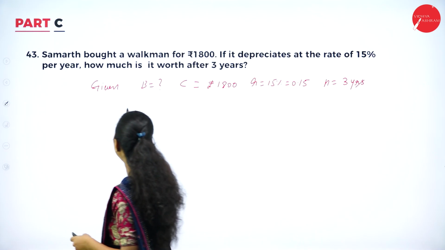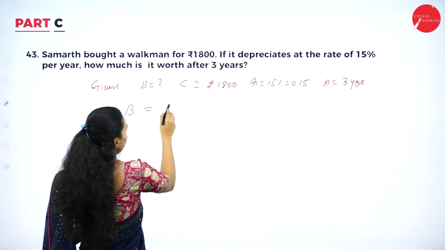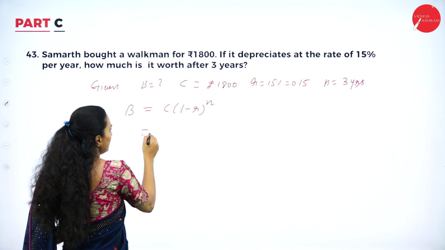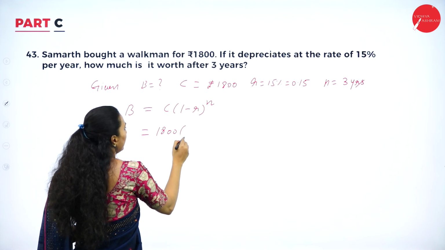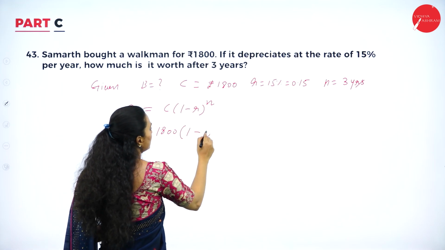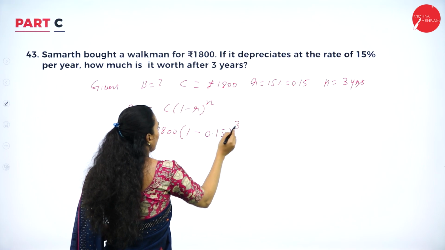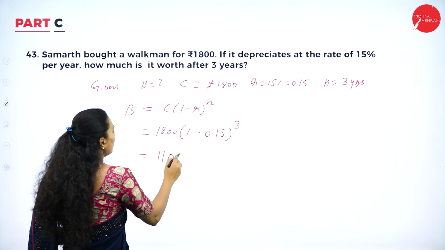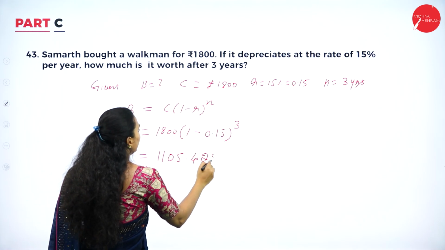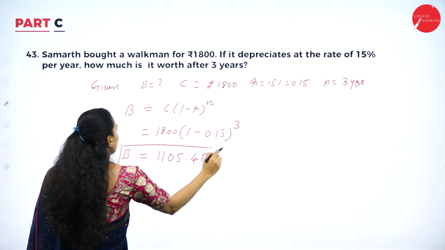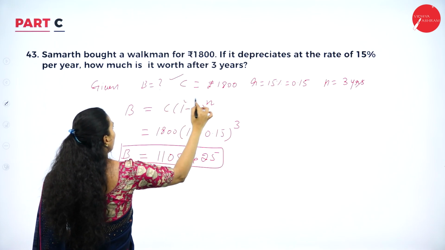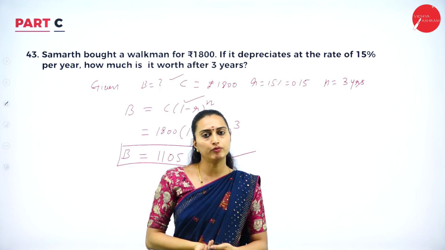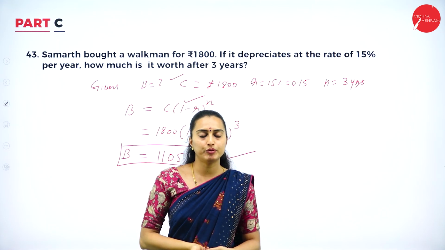So what is the formula? B is equal to C into 1 minus R, whole to the power of n. So B is equal to C, which is 1800, into 1 minus R, which is 0.15, to the power of 3. So if you calculate this, you are going to get 1105.425. Dear students, what you are writing is very important: the formula is very important and the answer is very important. So for that they are going to give you 3 marks. I hope you understood these steps.